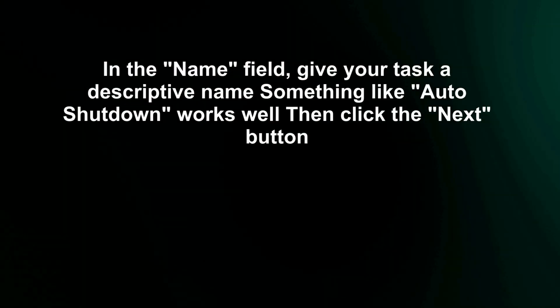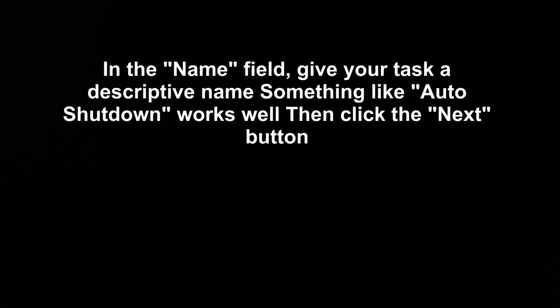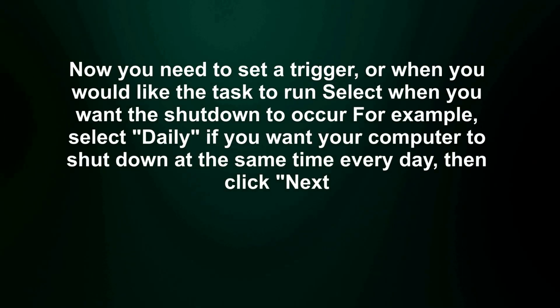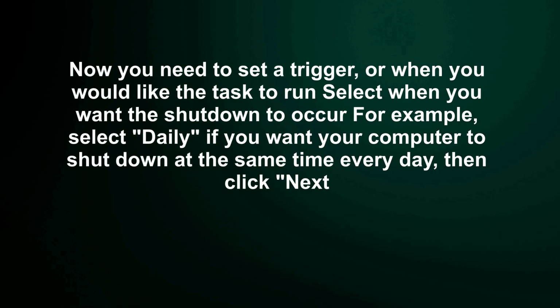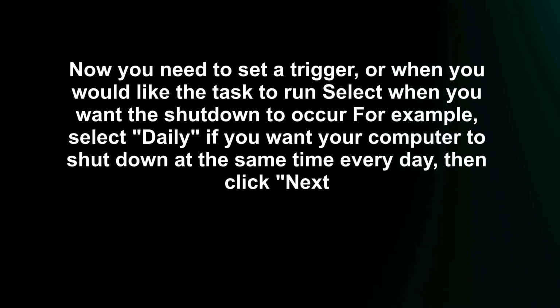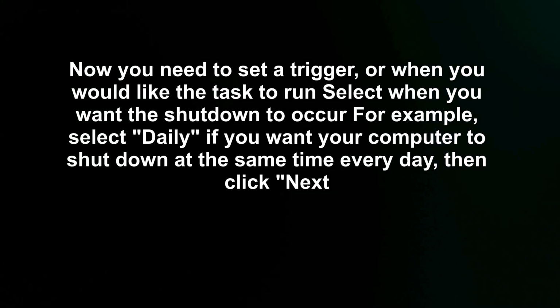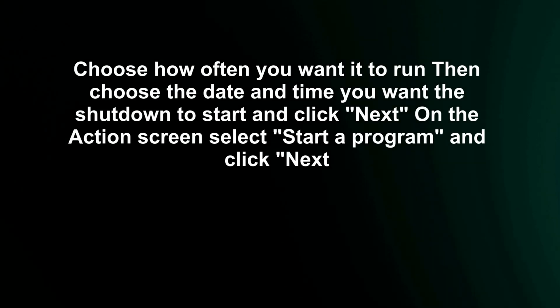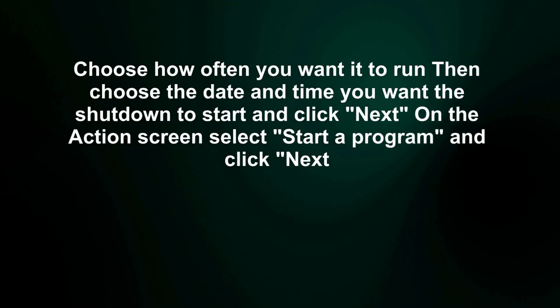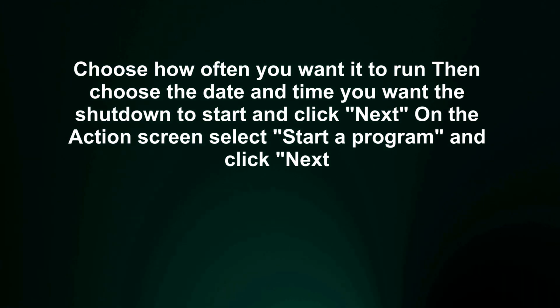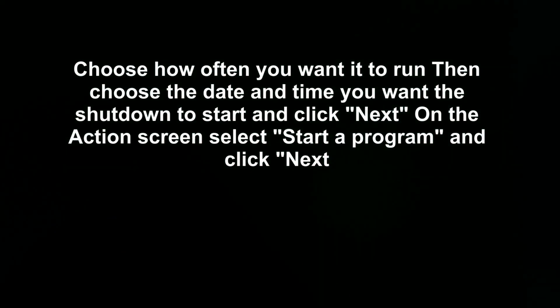In the name field, give your task a descriptive name, something like Auto Shutdown, then click the Next button. Now you need to set a trigger, or when you would like the task to run. Select when you want the shutdown to occur. For example, select Daily if you want your computer to shut down at the same time every day, then click Next. Choose how often you want it to run, then choose the date and time you want the shutdown to start, and click Next.